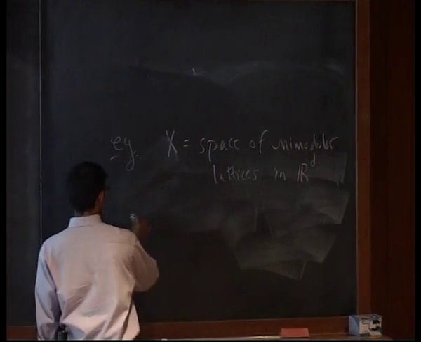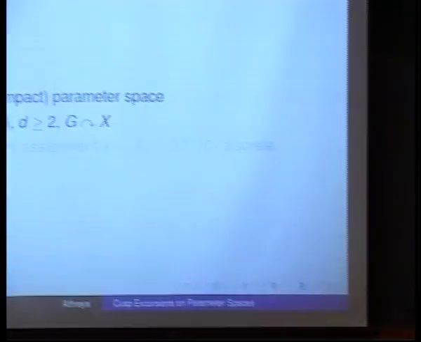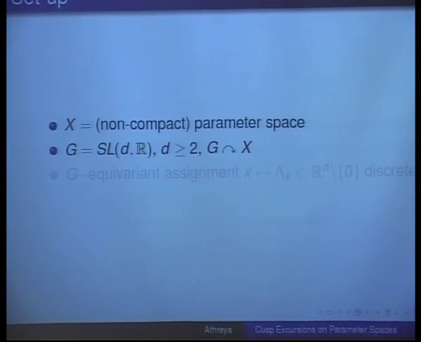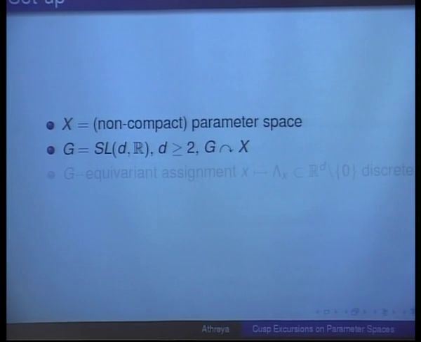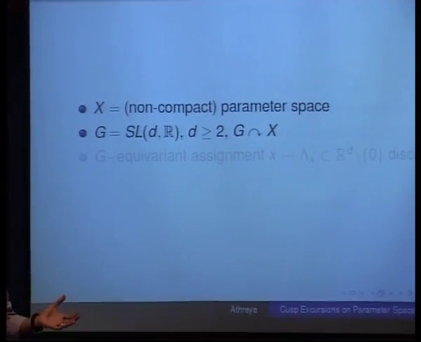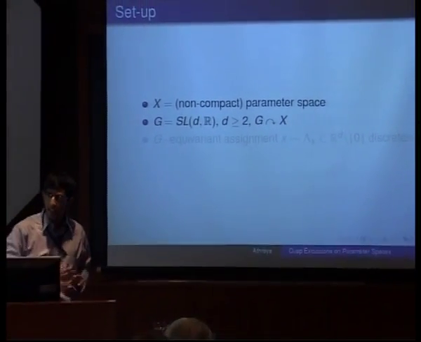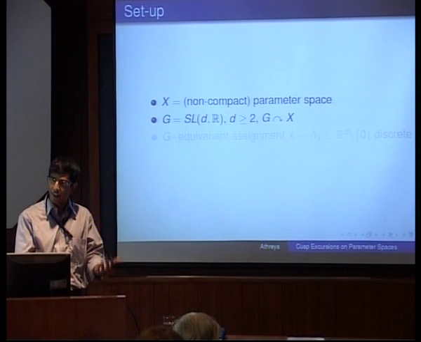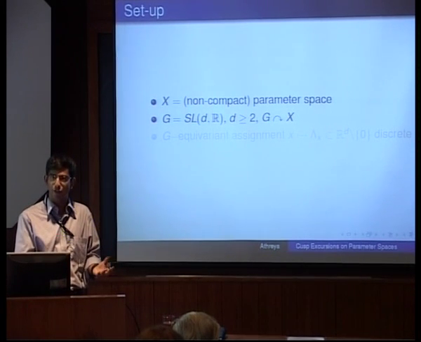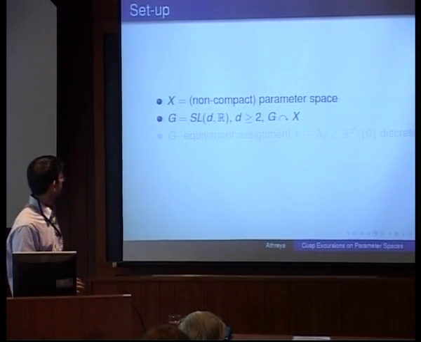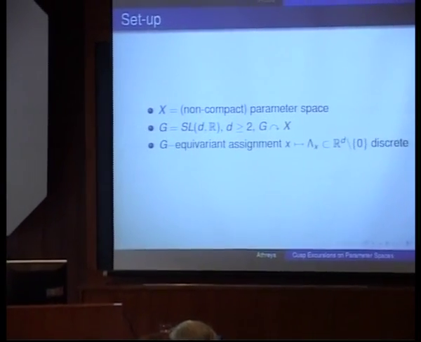Now, the group G equals SL_d(R) should act on my non-compact parameter space. It clearly acts on the space of unimodular lattices. If I have some grid in R^d, and I multiply the whole thing by a determinant 1 matrix, I get another grid. And if my first grid had covolume 1, the second one also has covolume 1. Okay? So I have an action there.